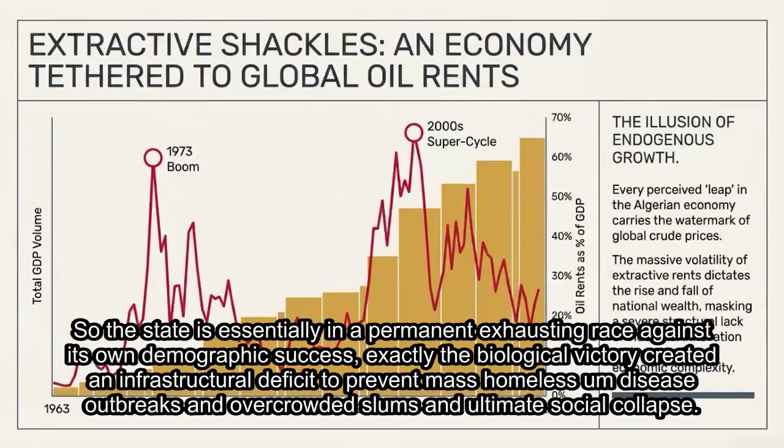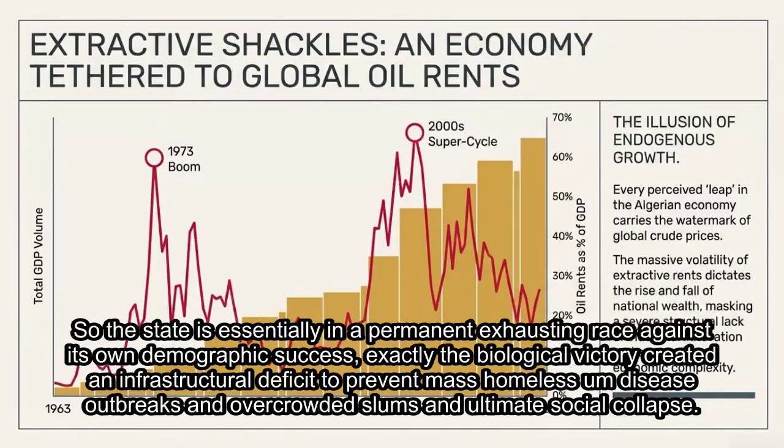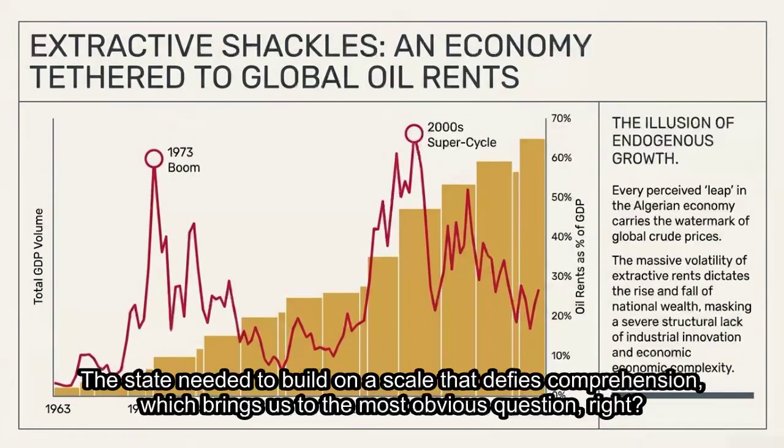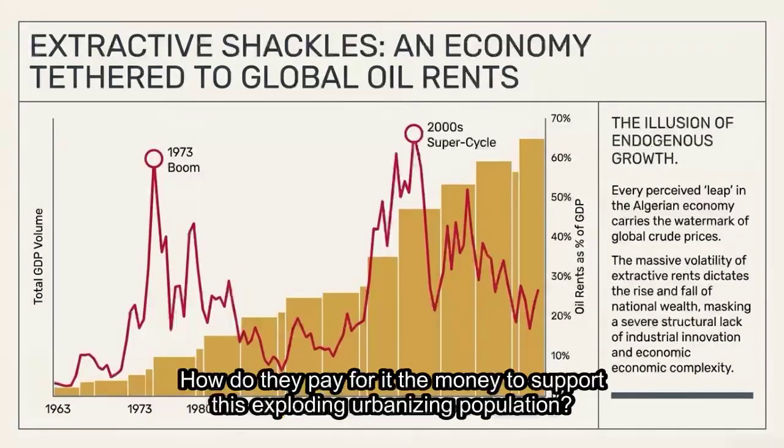Exactly. The biological victory created an infrastructural deficit. To prevent mass homelessness, disease outbreaks in overcrowded slums, and ultimate social collapse, the state needed to build on a scale that defies comprehension. Which brings us to the most obvious question, right? How do they pay for it?